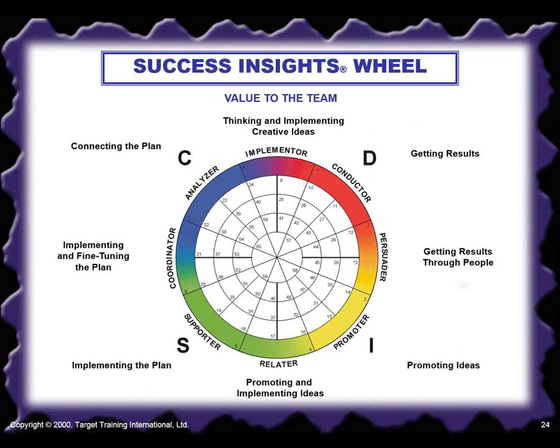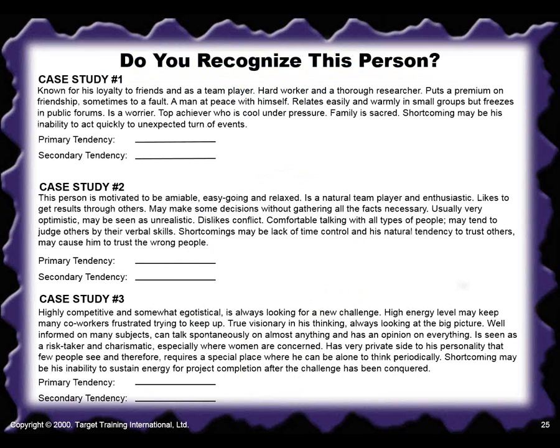Okay, now what is the value to the team? You can see D wants results. C wants to make sure the plan works. S helps implement the plan, and I comes up with ideas, all different kinds of ideas. So you need different people. You want somebody who's focused on results, somebody who is going to make a plan, somebody who is going to get people excited about implementing the plan, and somebody who is going to help you actually implement the plan. So do you see how these four different styles can help you in organizing your team to get much better results? Okay, so let's do a quiz here to find out what kind of person this is.